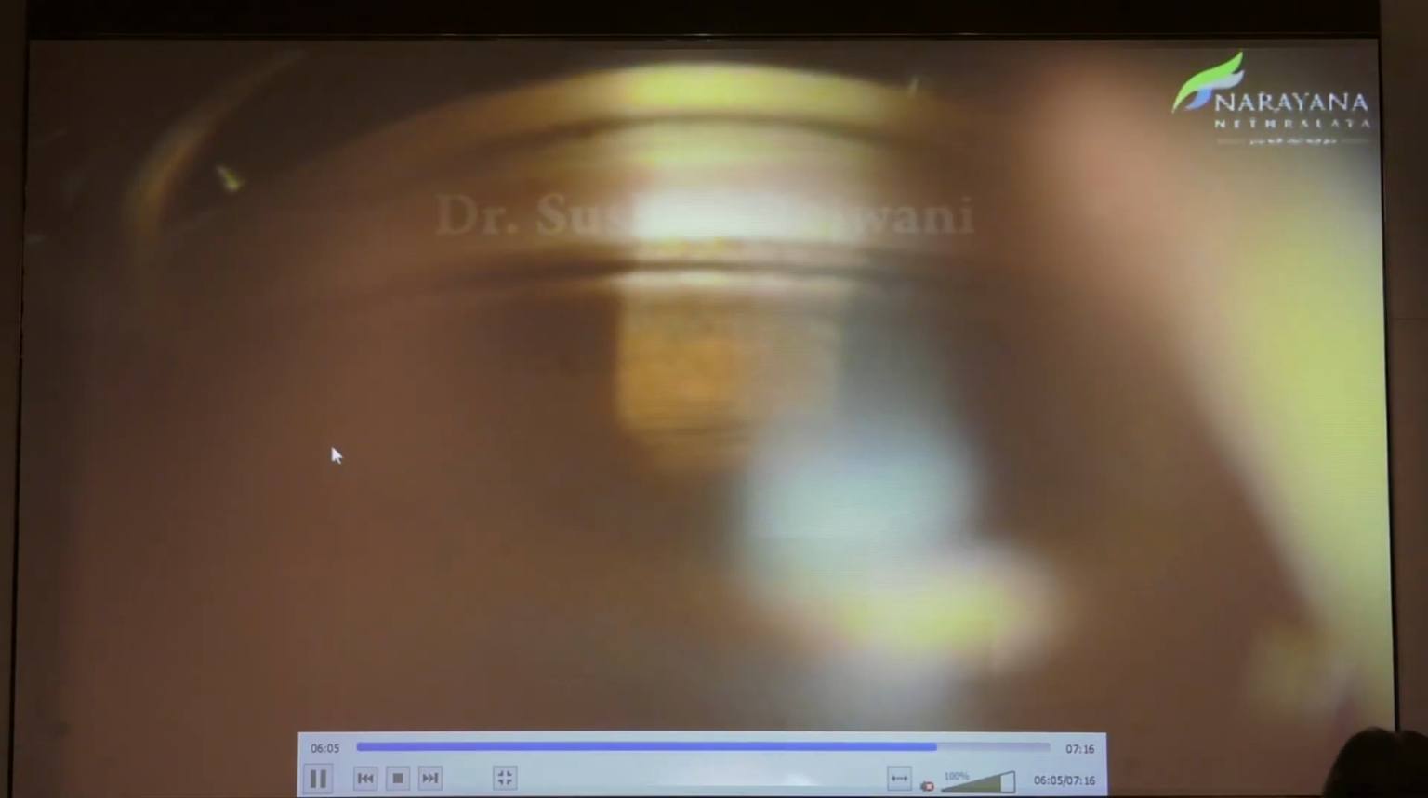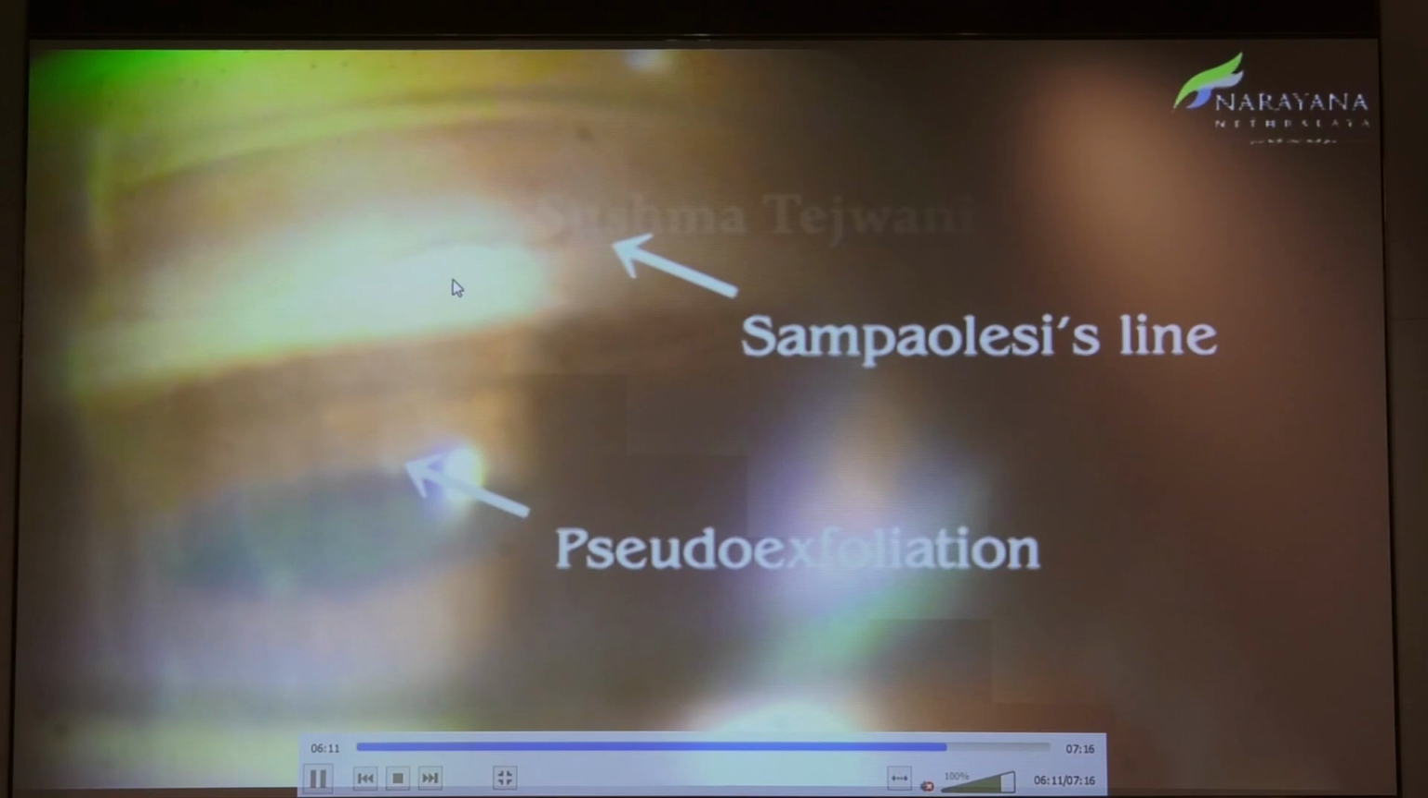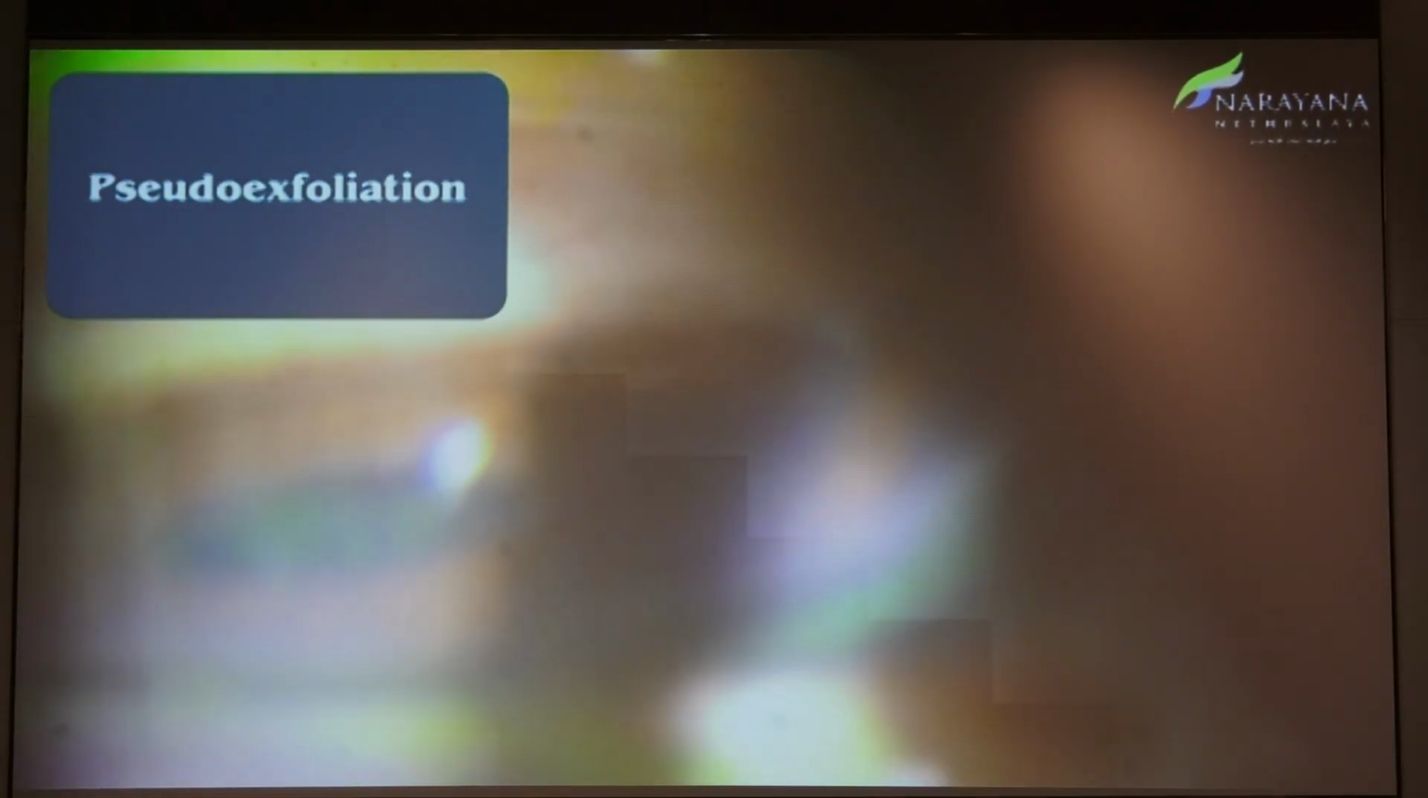That is again, you can see the increased pigmentation on the trabecular meshwork with concavity. This is a Sampaolesi line and pseudo-exfoliation. Pseudo-exfoliation material can also be seen in the angle.